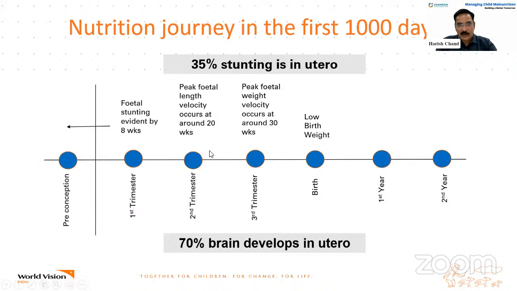So in the journey of the malnourished child, the first 1,000 days of the child's life is very, very important. And so the fetal stunting, which happens in the first weeks after the pregnancy, is one area which we need to look into, and especially the second trimester, where the peak fetal length velocity occurs around that period. And in the third trimester, the peak weight velocity occurs around 30 weeks. So these are the stages where the nutrition of the mother is very, very important.